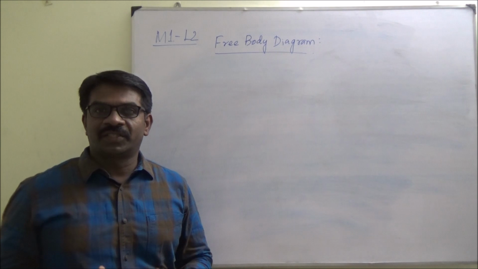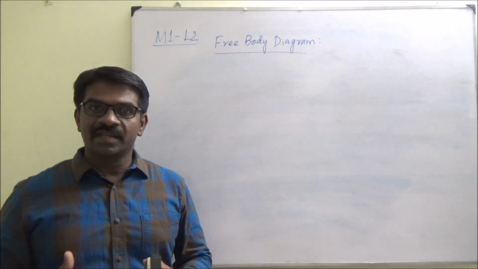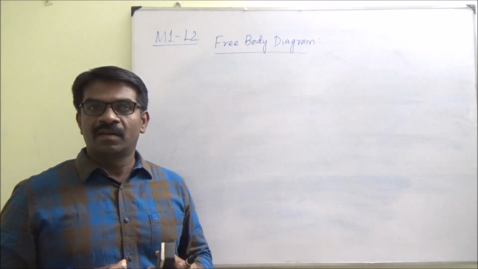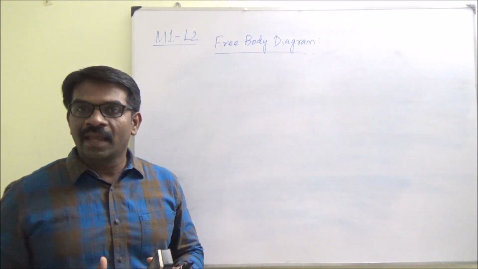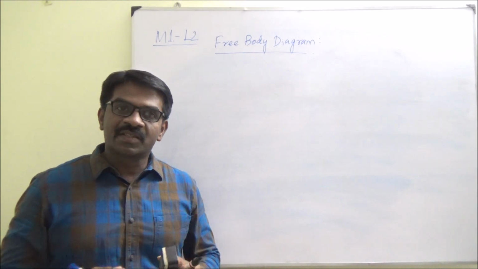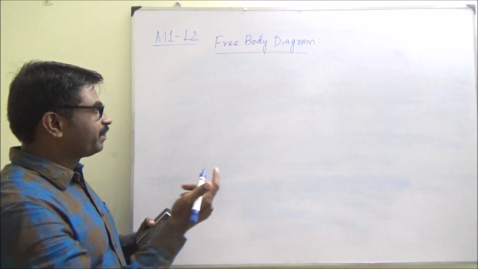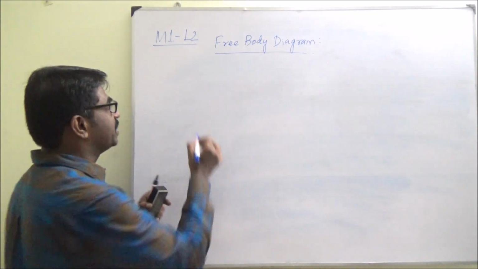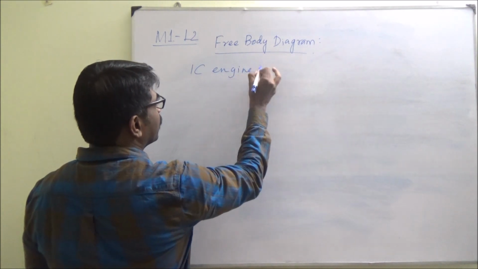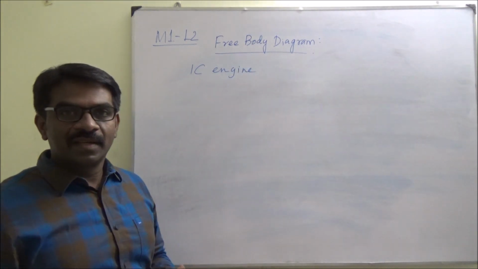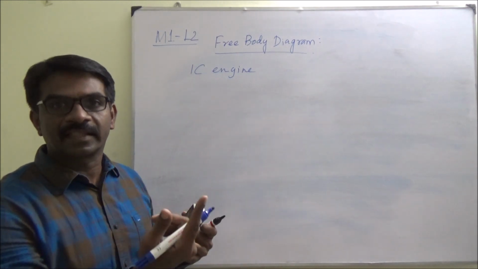A rigid body, or a system, or a mechanism, or a machine, consists of different components. We may be interested in only one component. Say, for example, you take an IC engine. In an IC engine you have the piston, connecting rod and crankshaft.